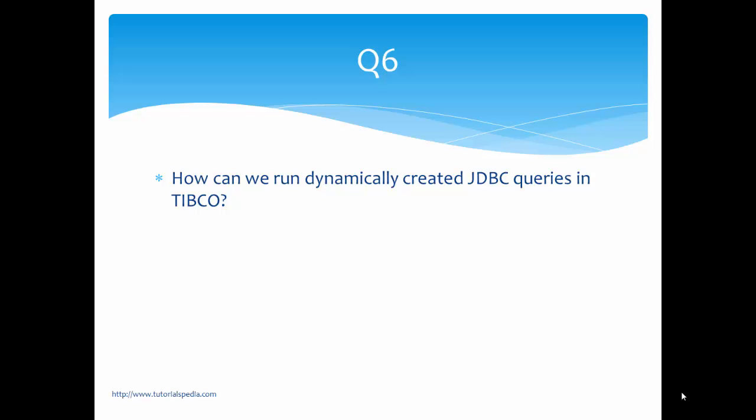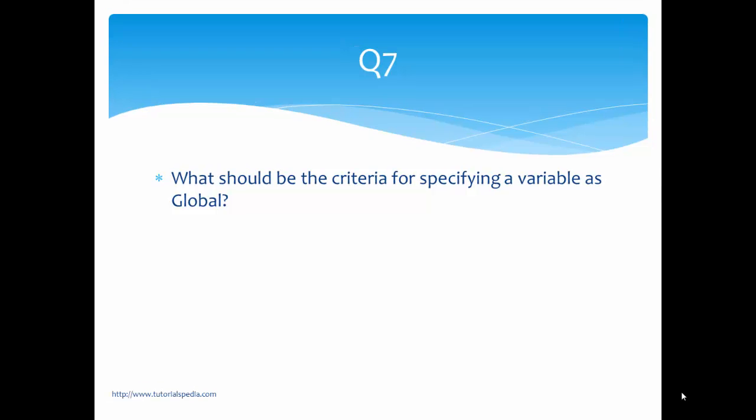Okay, question number 7: what should be the criteria for specifying variables as global? It's an important thing from the design perspective, that whenever you are developing your solution, you have the option of keeping your variables as process variables, or you can have them as global variables. So what is the deciding factor that a particular variable should be global or local, and what are the pros and cons?